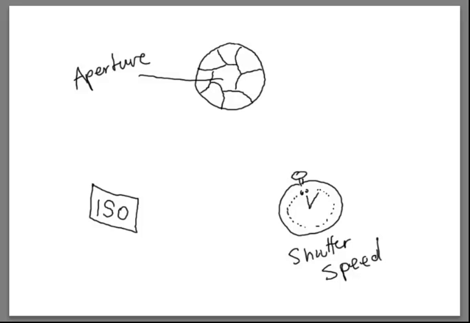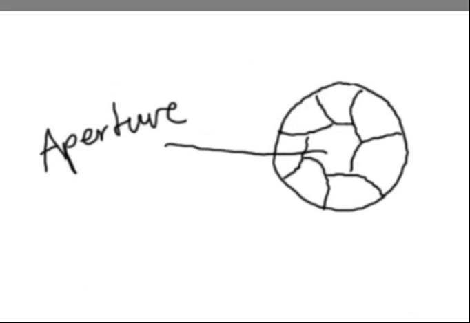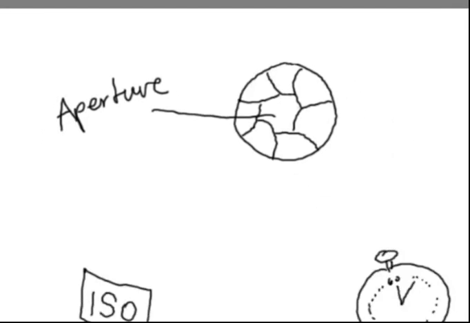Alright, so now that we've gone over the three variables to getting your exposure right in your camera, let's talk about how they work together. First, we talked about the aperture. The aperture is the actual opening in your lens, and when you control it, you control how wide or small that opening is, letting in more or less light.